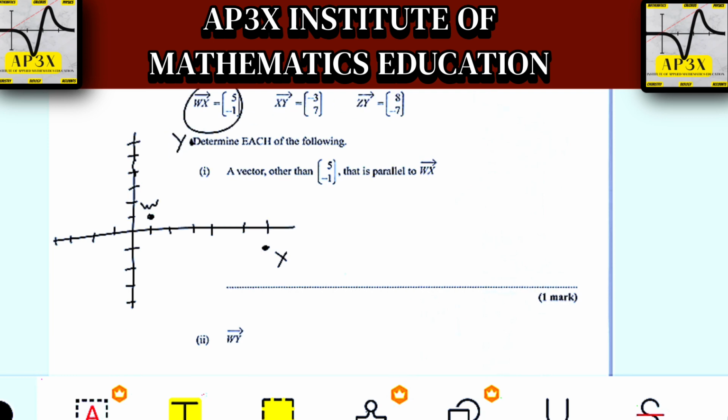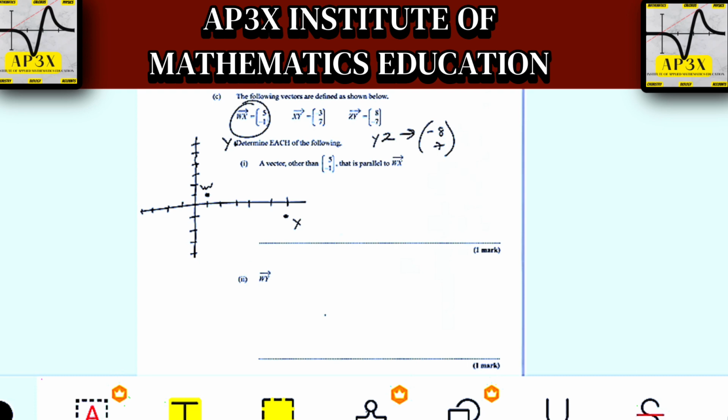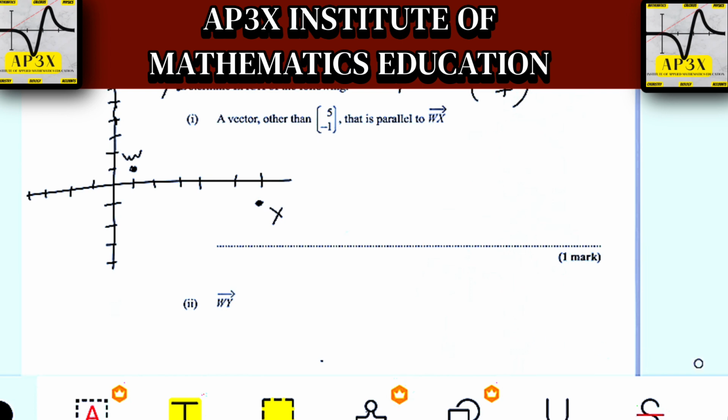So I'm looking for something parallel, and ZY, well, I don't know where Z is, but I know where Y is. Since I know that ZY is 8, negative 7, then I know that YZ is the inverse of ZY. So that's going to be negative 8, positive 7. So from Y, I'm going to go negative 8, in line right here, 1, 2, 3, 4, 5, 6, 7. It's going to be a little bit out here. I really should have drawn this in a bigger space, so I'm just going to make a guesstimate. It's a little bit tricky.